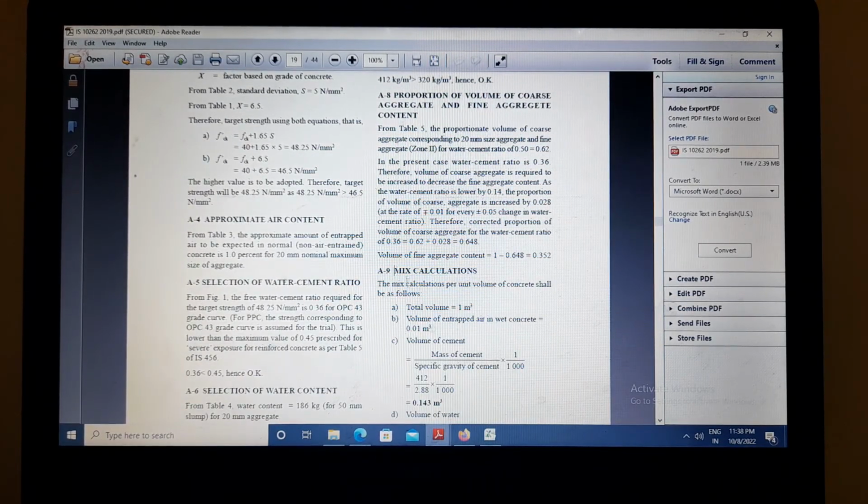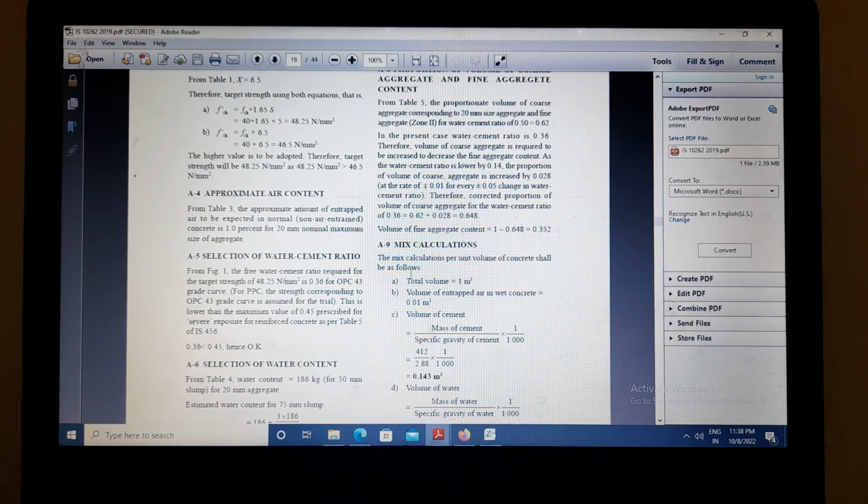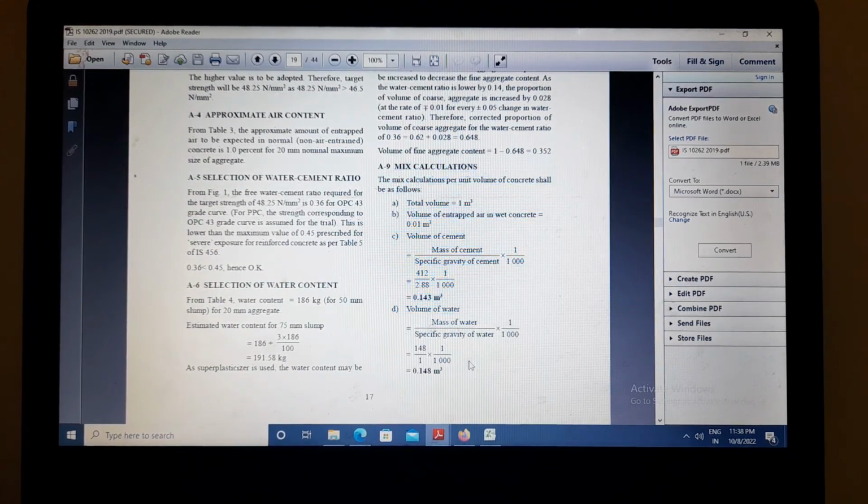This is the mix calculation which I have shown. The total mix calculation I have given in my earlier video. Everyone please go through that video.